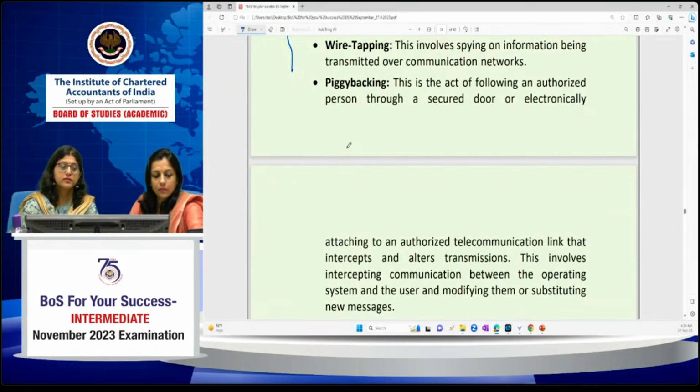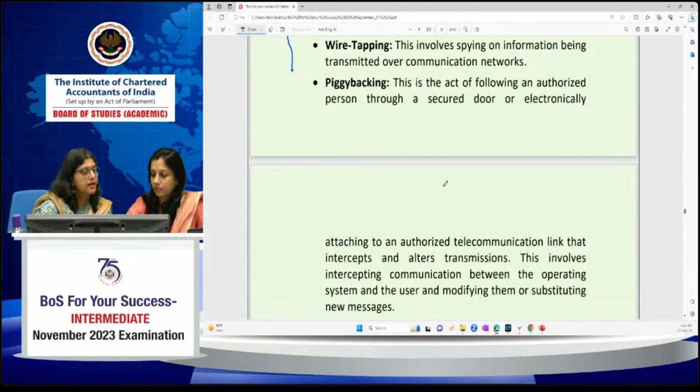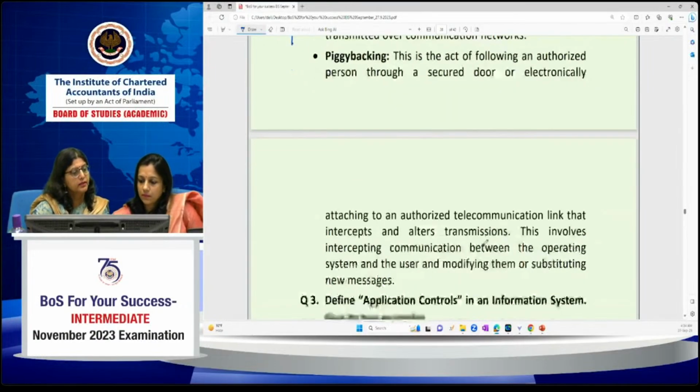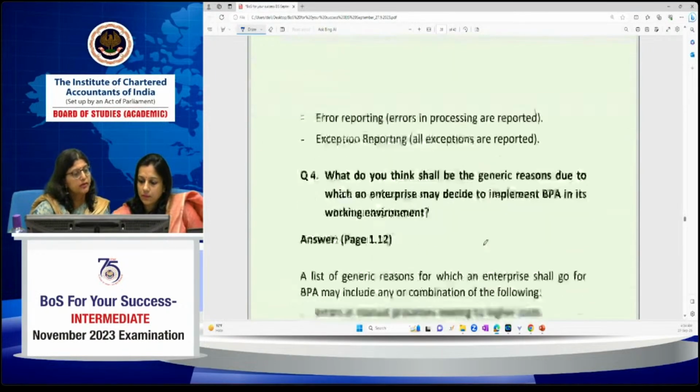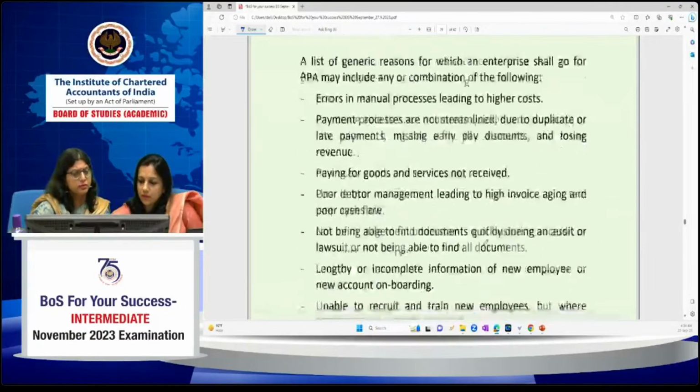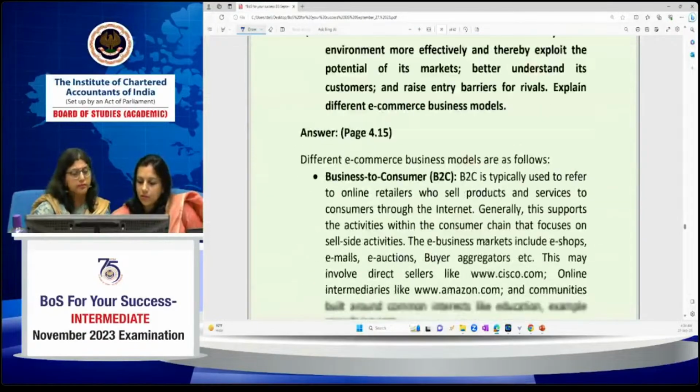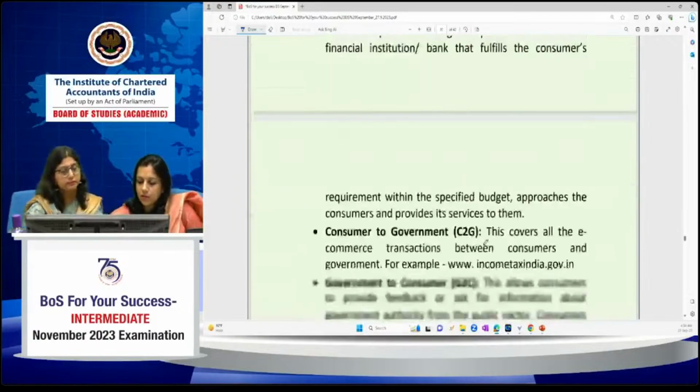You will concentrate more on descriptive, but at the same time you will have to have the MCQs also. And then Kiran Shukla had initially asked one question: grid computing and money laundering. This is the MTP question. I guess she got confused because I'll explain over here. It's written.